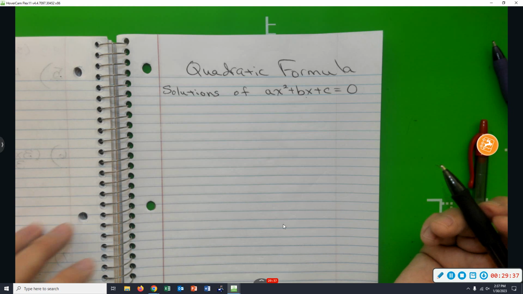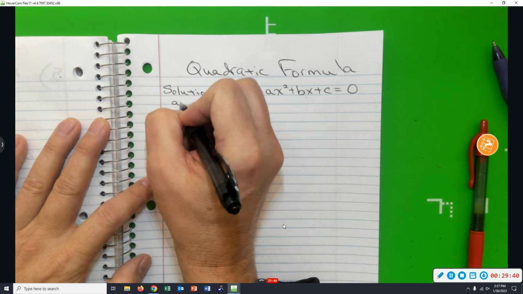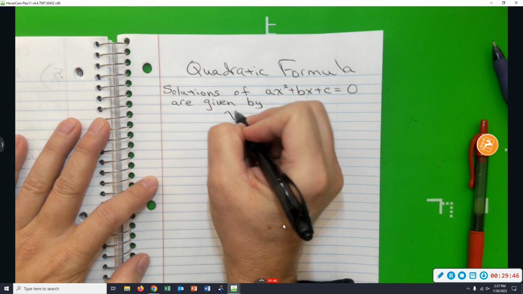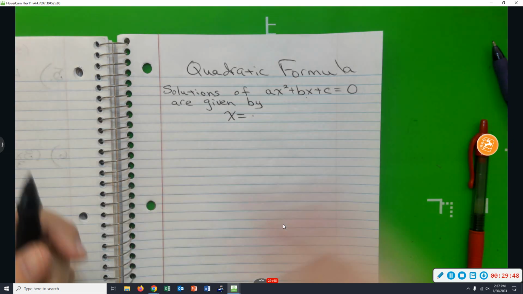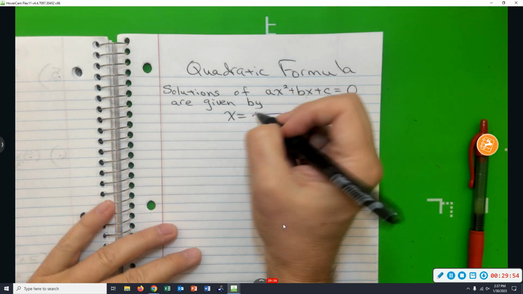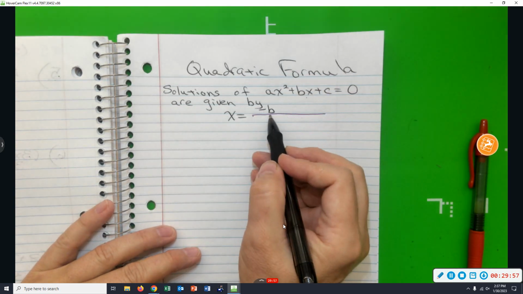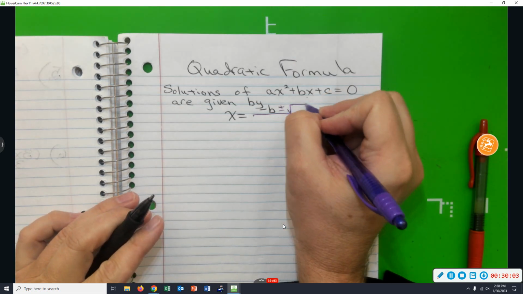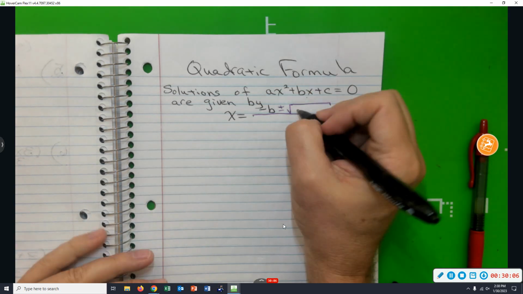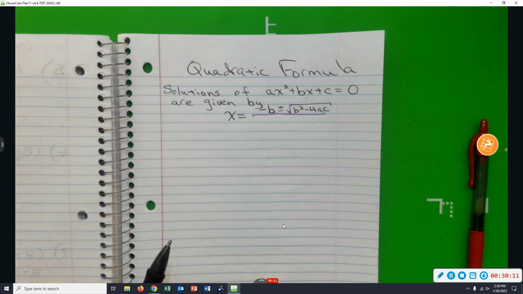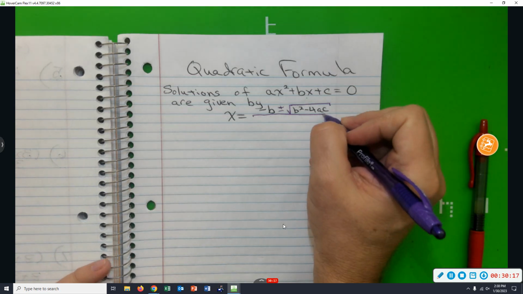Solutions of ax squared plus bx plus c equals 0 are given by the formula x equals a fraction. It's the opposite of b, that's negative b, plus or minus the square root of b squared minus 4ac. All of that is on the top. And on the bottom, we just have 2 times a.